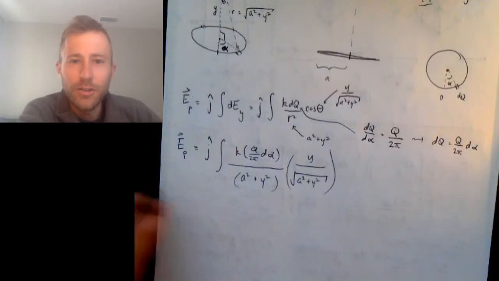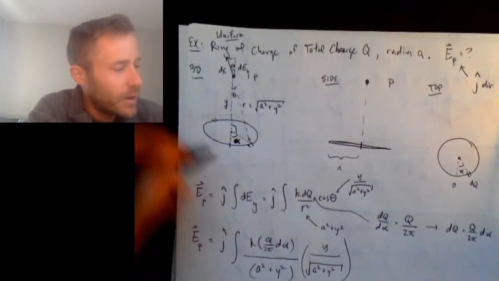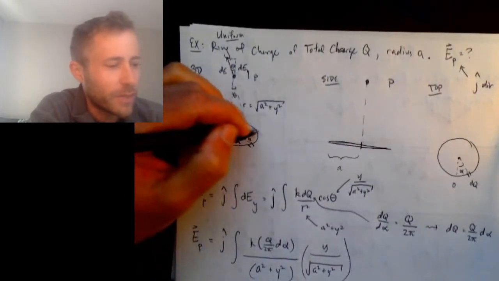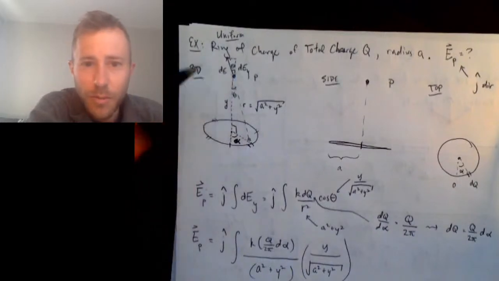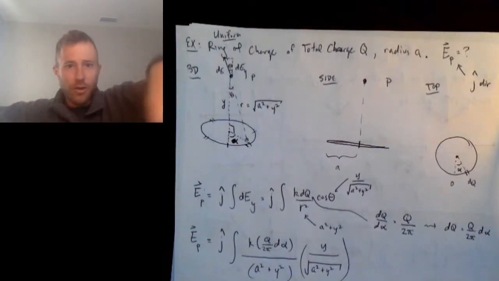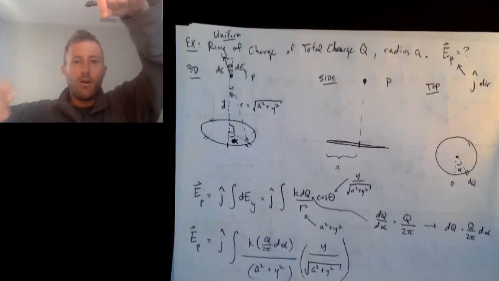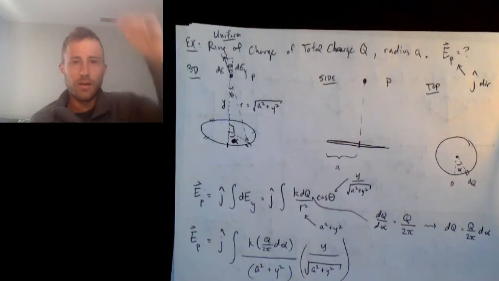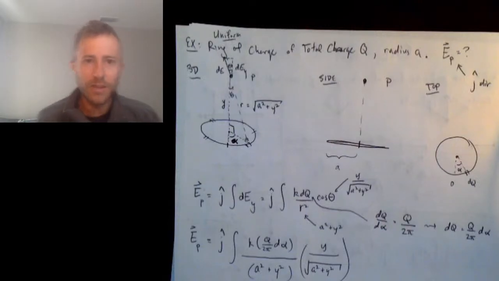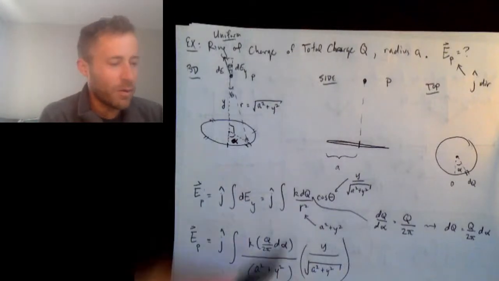Okay, now here's the interesting point about this ring of charge. Every single bit of charge in this ring is the same distance from point P. It's kind of like if you have a cone, think about the base of the cone as the ring of charge, and then the tip of the cone as the point P. All of the points along the base of the cone are the same distance from the tip of the cone. Okay, so they all have the same r value.